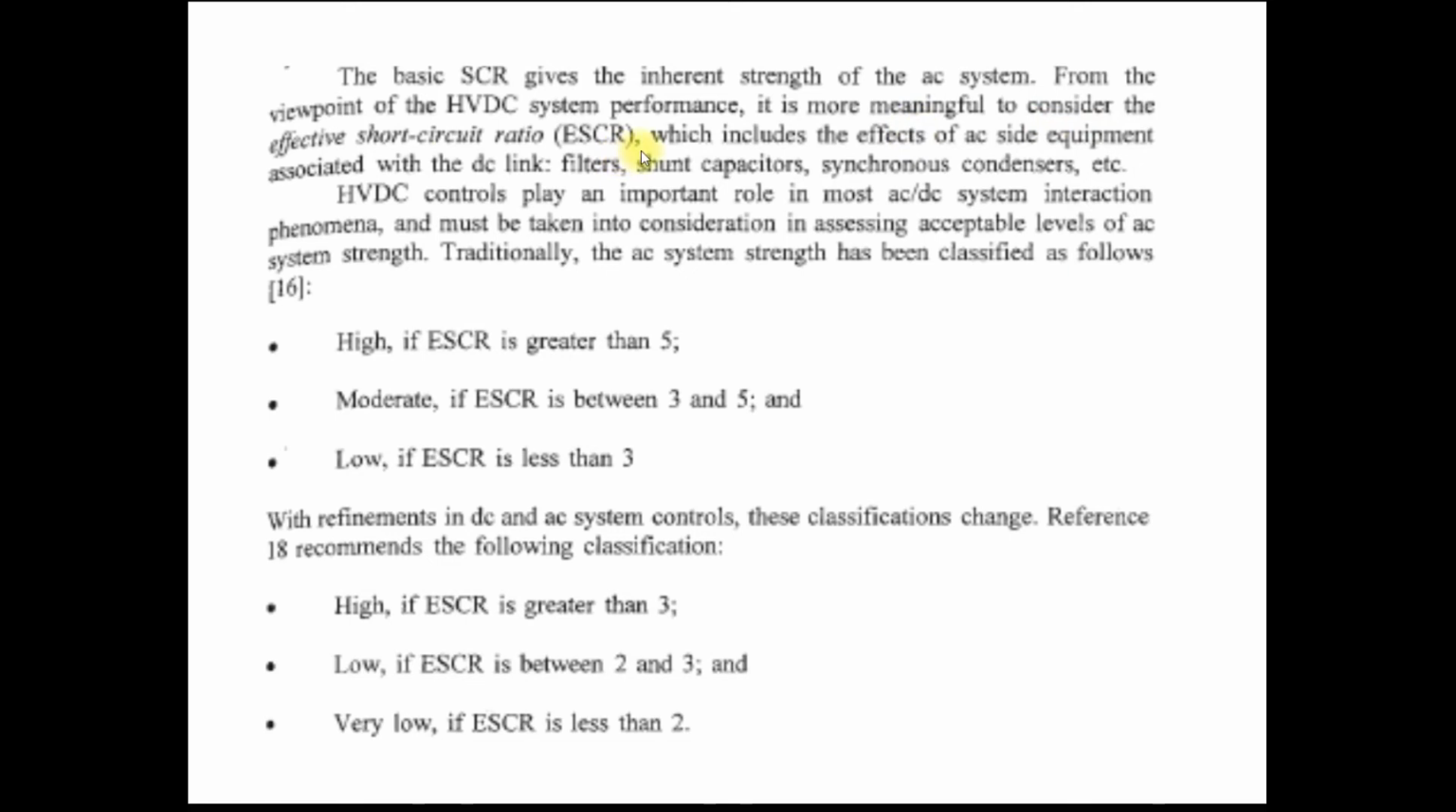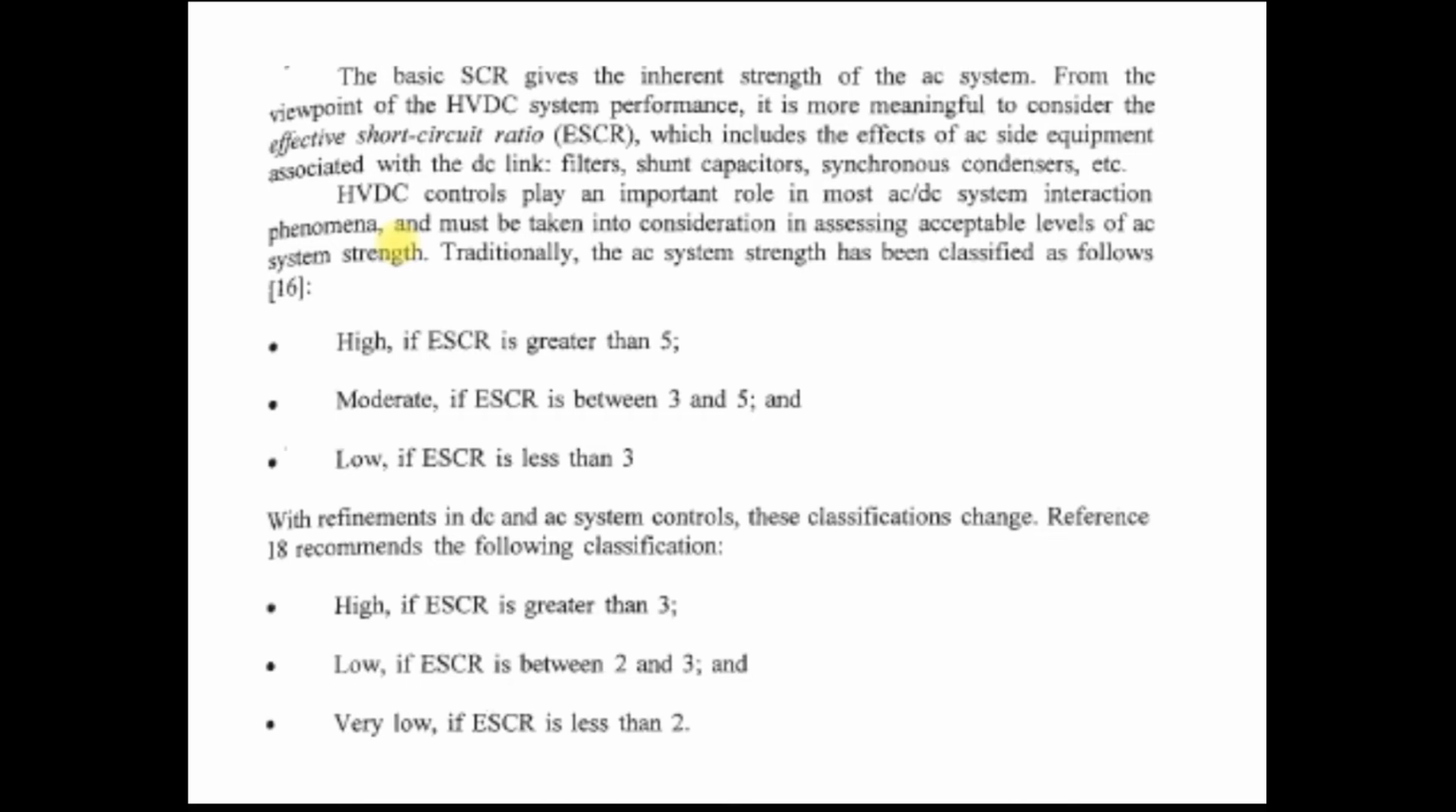So what is the effective short circuit ratio? In this we include the effect of AC side equipment associated with the DC link: filter, shunt capacitor, and synchronous condenser. So now we consider the effective short circuit ratio by considering the effect of all this equipment. HVDC control plays a very important role in most of the AC-DC system interaction phenomena, and that must be taken into consideration when assessing the acceptable level of AC system strength.